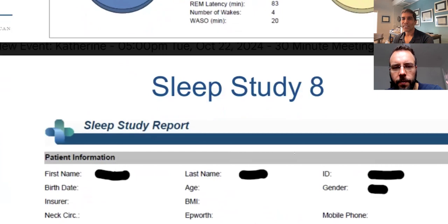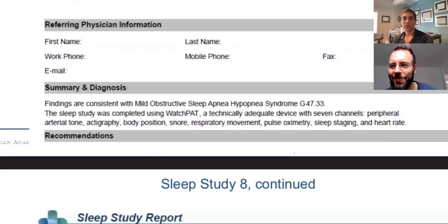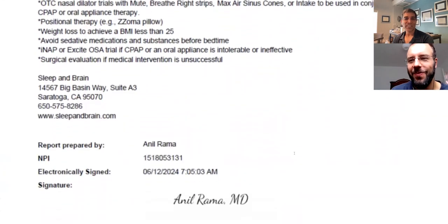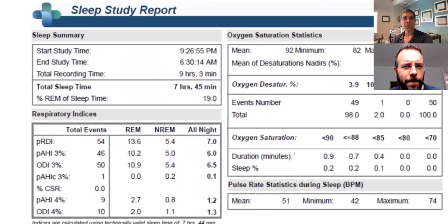Ready for study number 8. I told you we go through them quicker once we get through them here. And so this one went to bed at a decent time, 9:30 p.m., woke up at 6:30, 9 hours of recording time. Sleep efficiency is decent, not the best, but decent. And then this is a mild apnea. So just an AHI of 6 and an RDI of 7.